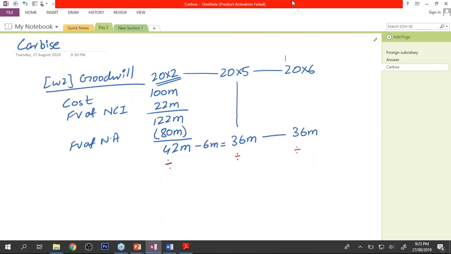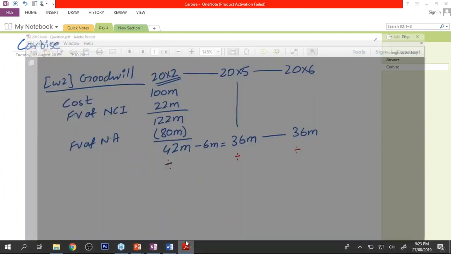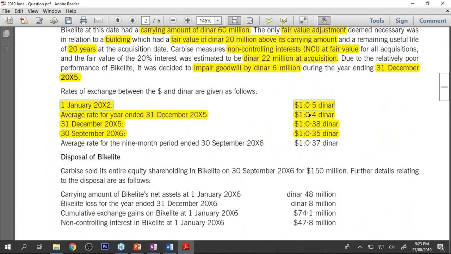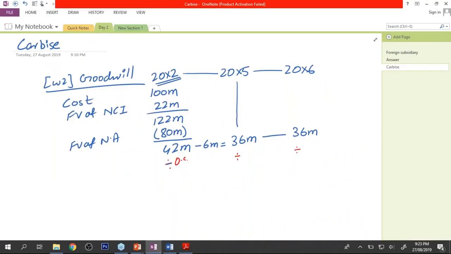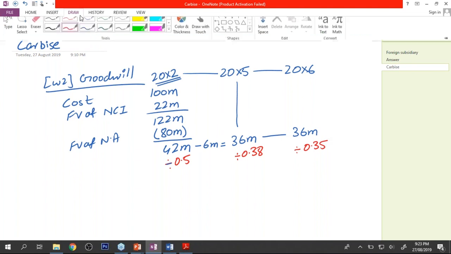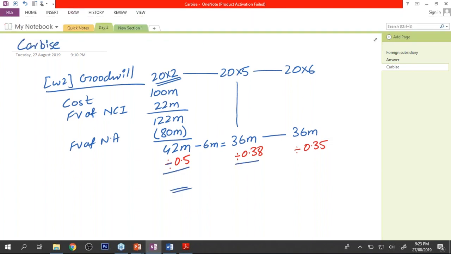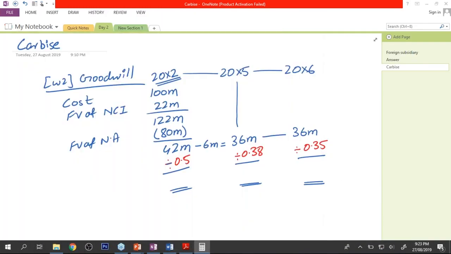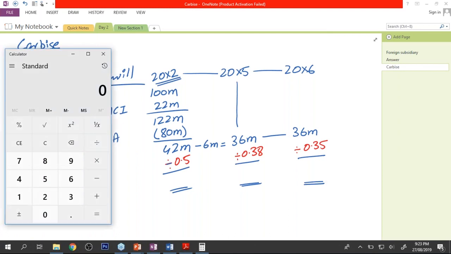Yes, Jawad, if the goodwill would have been impaired in 20x4, we should have used the average rate of 20x4 in that case. So if I apply the exchange rates, it was 0.5 on the acquisition, 0.38 and 0.35. So it's 0.5, 0.38 and 0.35. So this will give us the value of the goodwill in every year. So if I use the calculator, we're going to say it's 42 divided by 0.5, which is going to be 84.